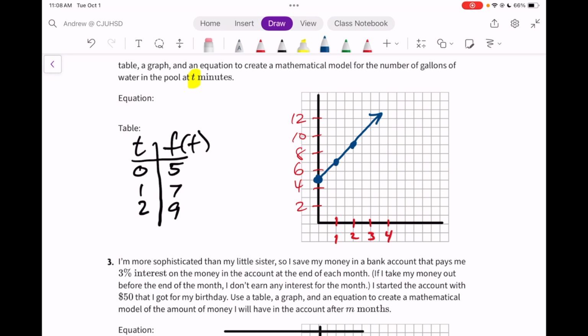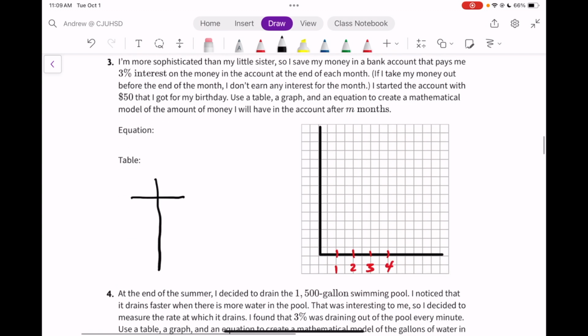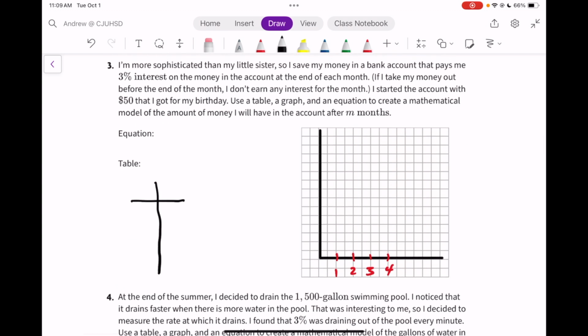Our equation: F of t is, it starts at 5 and it goes up by 2 every second or minute, and t is in minutes. Okay, so now we've got a little bit different idea here in number 3. We're going to go geometric.